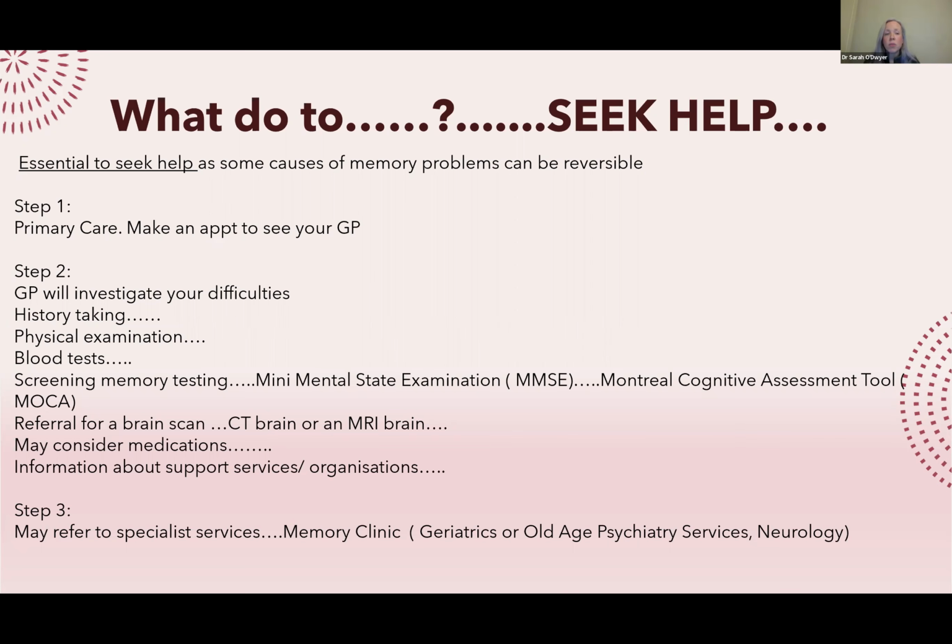The other reason why it's important to seek help early is that sometimes these deficits can be reversible. So it's really important that it's investigated as early as possible, because if it is reversible, it's important that that's addressed and managed proactively. So what do you do? Well, the first thing you do is you contact your GP. Okay, so you engage with primary care, you make an appointment to see your GP.